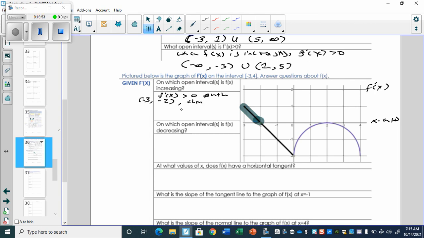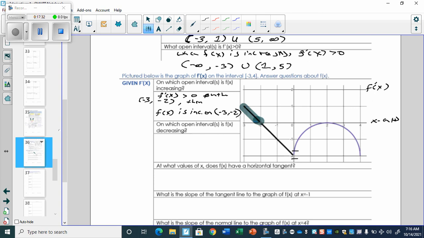Then the function f of x is increasing on -3, -2. On which open interval is f of x decreasing? So that's where all the y values are below the x-axis. Because of this right here, it's not differentiable right here because it's like a corner, like a piecewise function. So we're gonna do this with a union.